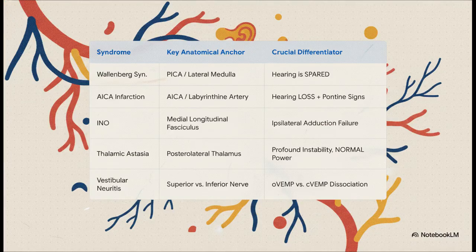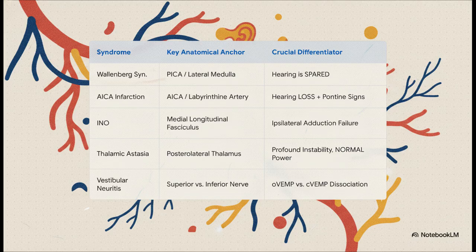Okay, think of this as your new favorite cheat sheet. Let's just focus on those top two for a second. Wallenberg syndrome from a PICA stroke and an AICA infarction. Now, both can cause intense acute vertigo, but the crucial differentiator is hearing. And why? It's pure, simple vascular anatomy. The labyrinthine artery, which feeds the inner ear, almost always branches off the AICA. So an AICA stroke is likely to cause hearing loss, while a PICA stroke spares it. See? One little anatomical detail, two completely different diagnoses.